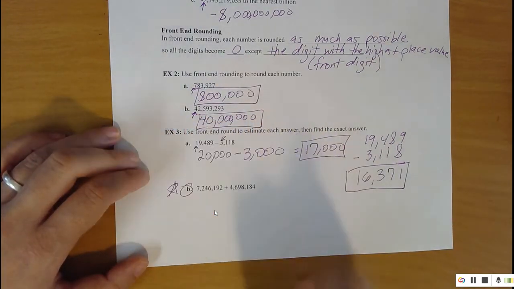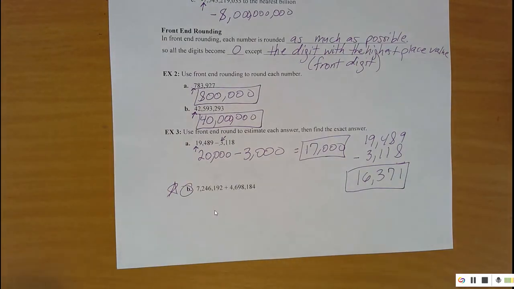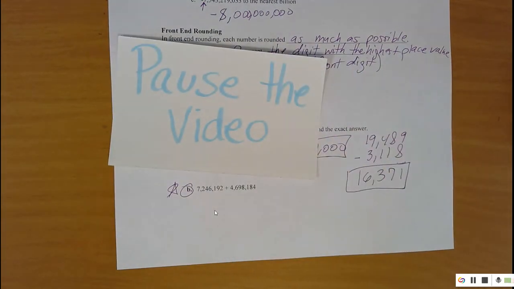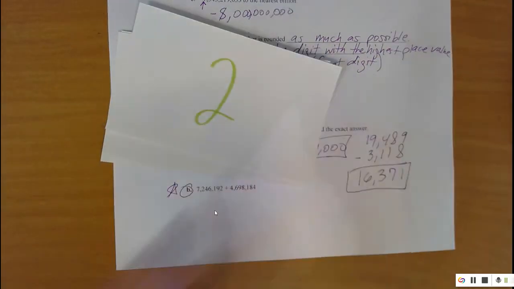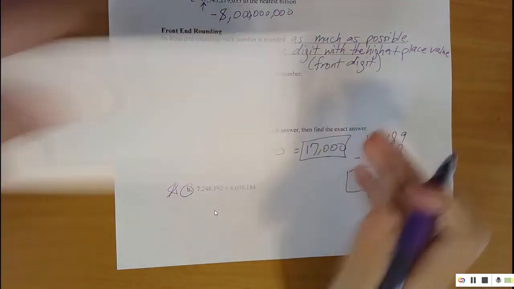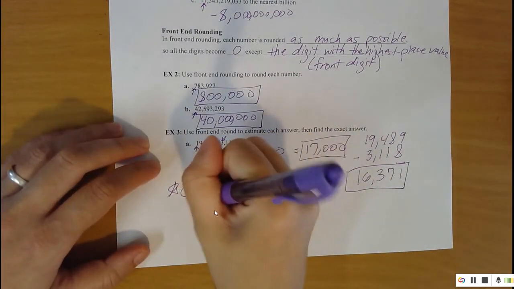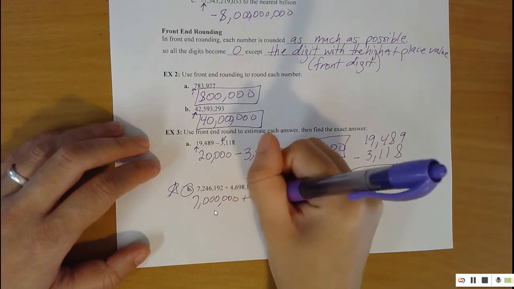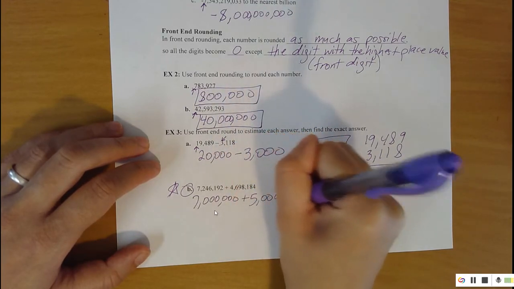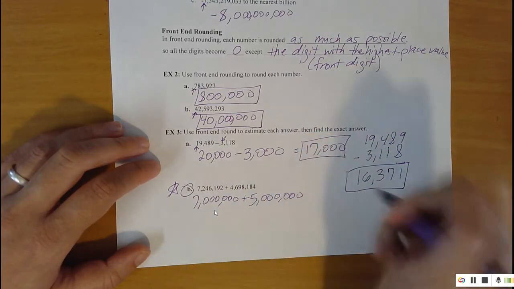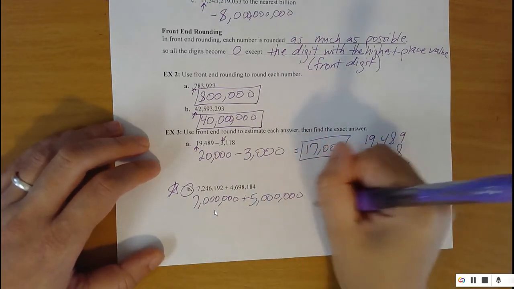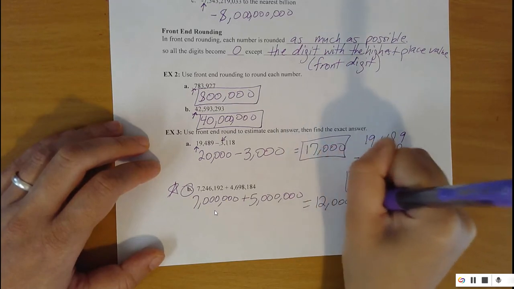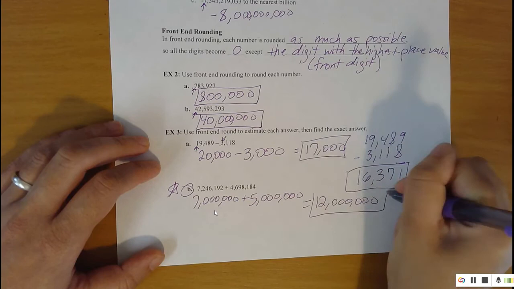So in part B, I want you just to take a minute and see if you can do the front end rounding and give me an estimated answer. So go ahead and pause your video. Do your front end rounding, and I'll tell you that answer. 3, 2, 1. Alright, the first one rounds to 7 million. The second number rounds up to 5 million. 7 million plus 5 million gives you 12 million. So that should be your estimated answer.